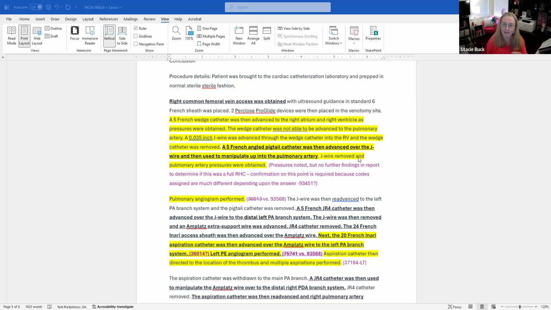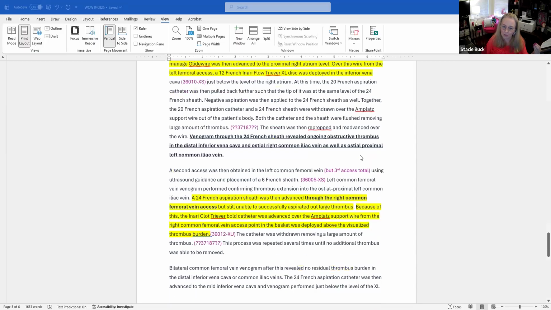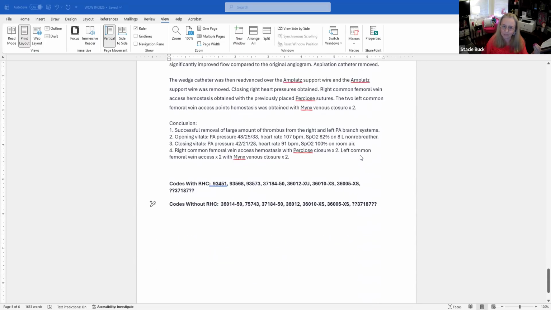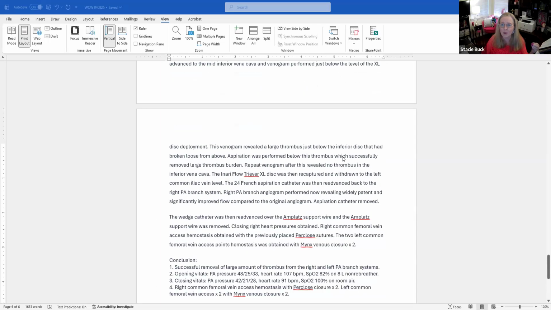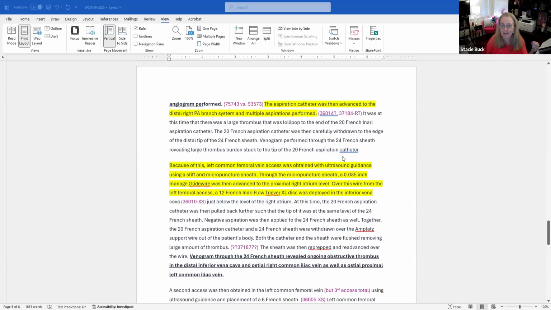So looking at this first paragraph of the report, we see that pressures are noted in this particular paragraph. But when I look at the rest of the report, there are no further findings to determine if this was truly a full right heart catheterization. When we go down to the end of the report, I'm going to skip ahead for just a moment. You're going to see in the conclusion, the only thing mentioned is your PA pressure, the heart rate, and then the O2 stats, and that's it. So in the body of the report, I don't see anything else about a right heart cath.